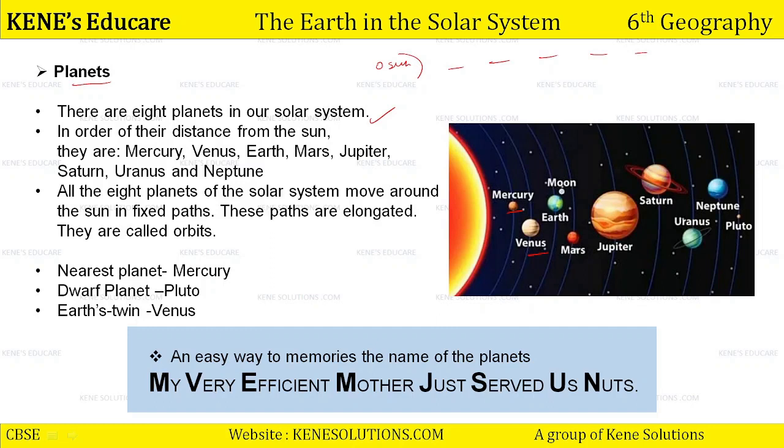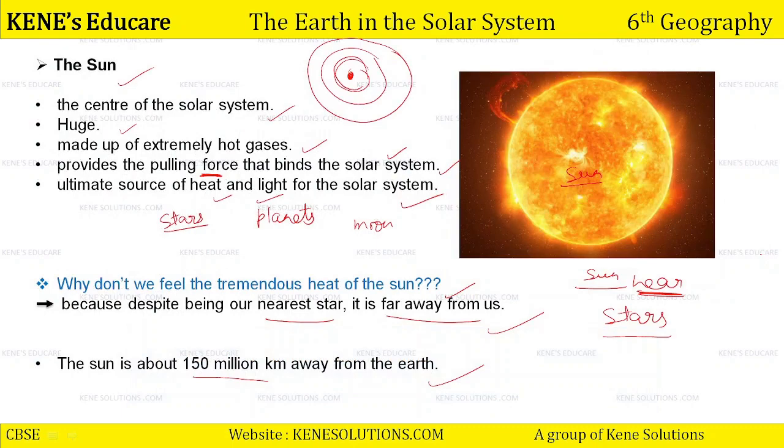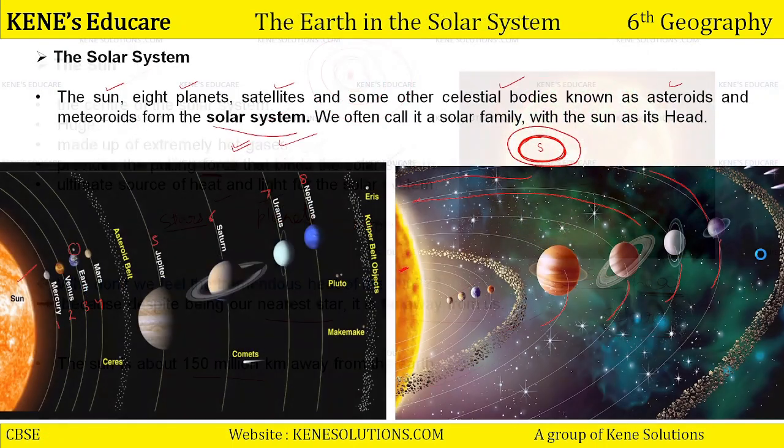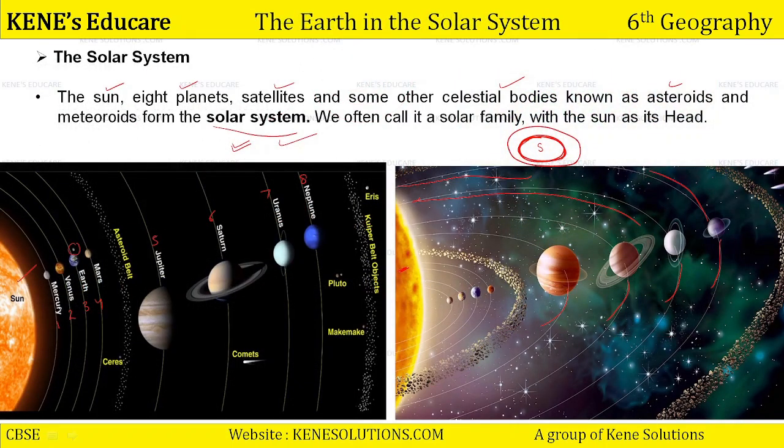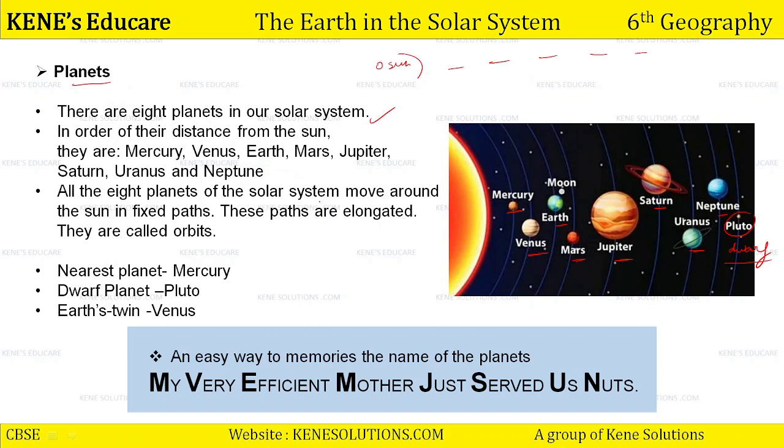Then comes Venus, then Earth, then Mars, and Jupiter, Saturn, Uranus, Neptune. Please ignore Pluto. Pluto is not a planet. It's a dwarf planet now, not included in the list of planets. Okay, we only have 8 planets, as I've shown you here as well: Mercury, Venus, Earth, Mars, Jupiter, Saturn, Uranus, Neptune. So, in order of their distance from the sun, this is the order of the planets.